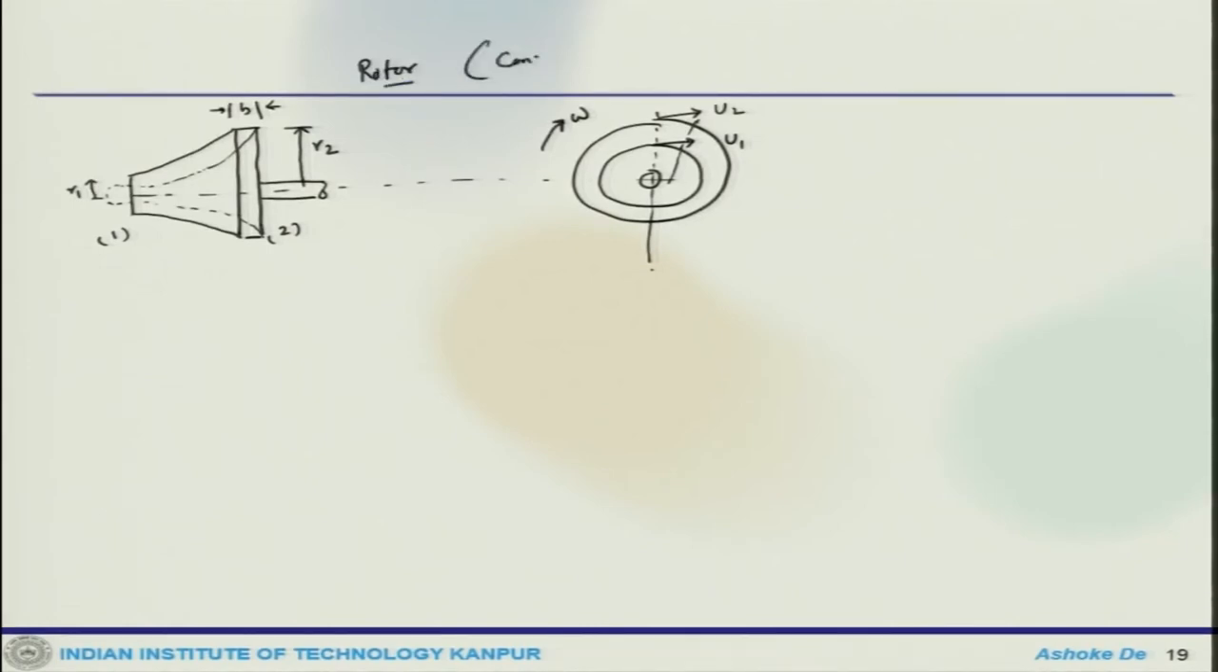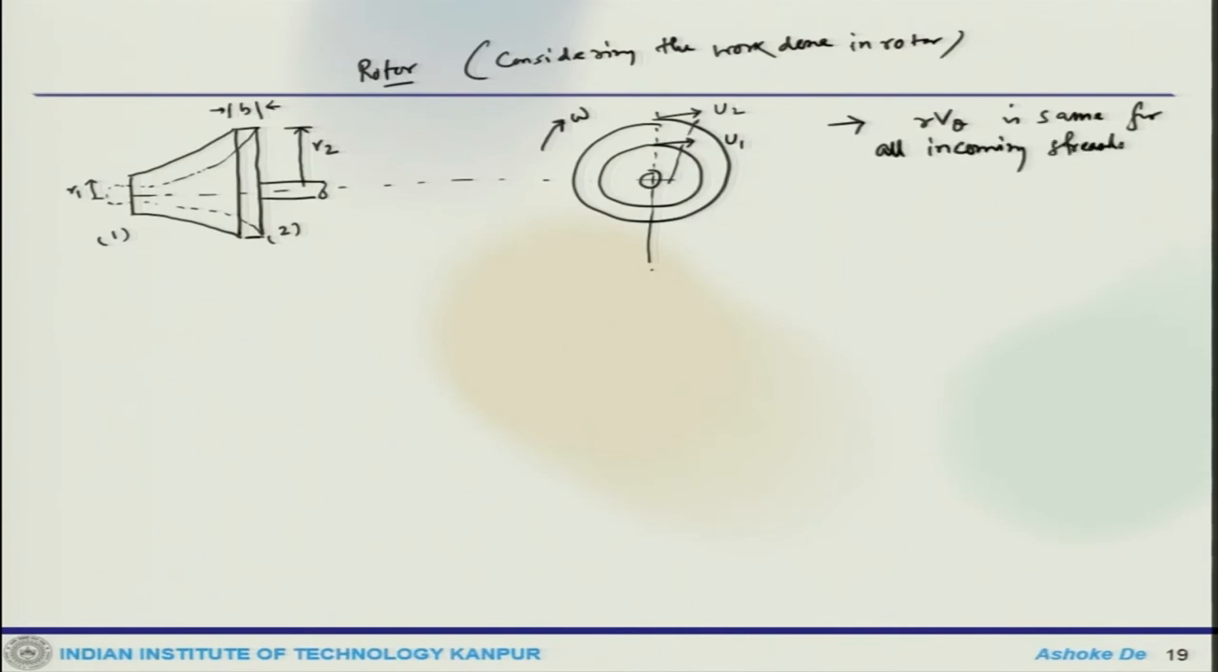So, we are considering the work done in the rotor. Okay. There is an assumption that R B theta is the same for all incoming streamlines, which says that the flow enters the compressor smoothly. So, this is what we get. That means the flow enters the compressor smoothly.